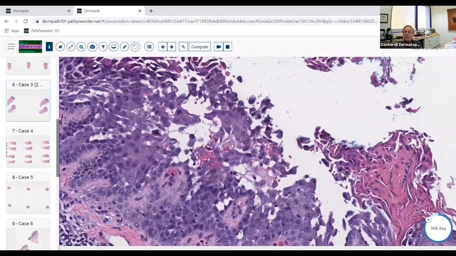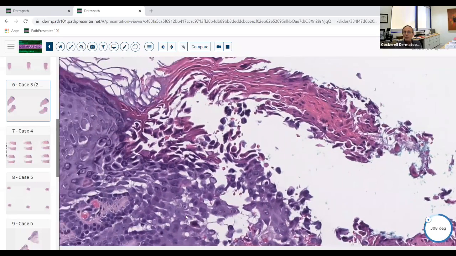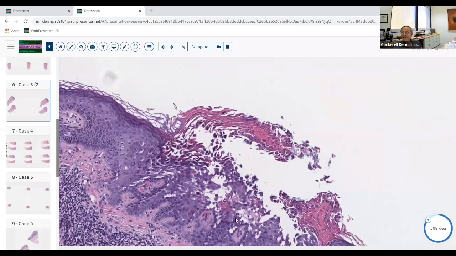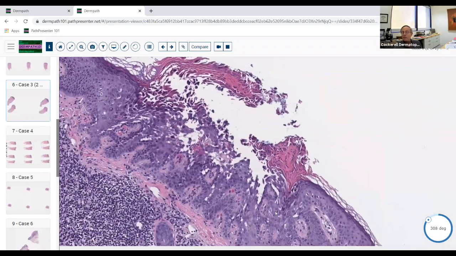But this is what you see in Hailey-Hailey disease. You get diffuse acantholysis throughout the epithelium with dyskeratosis, as you see here. So now we have some corps ronds and grains up here, and corps ronds. Okay, so this is not Darier's, this is Hailey-Hailey disease. Some forms of Hailey-Hailey don't really have much dyskeratosis, but it's actually fairly common to get some dyskeratosis with Hailey-Hailey, and then you get this diffuse involvement of the entire epithelium.